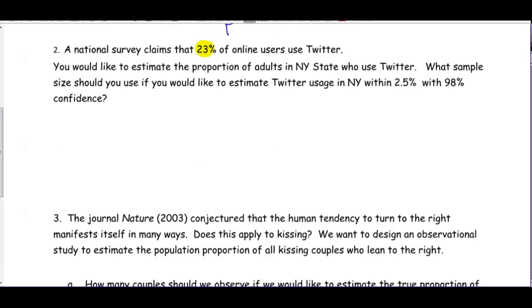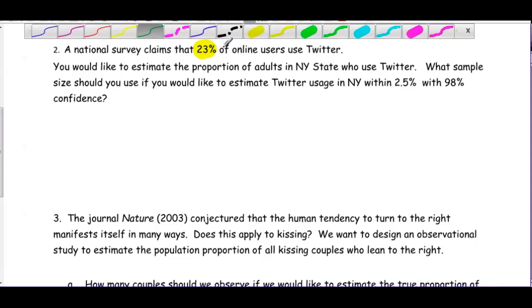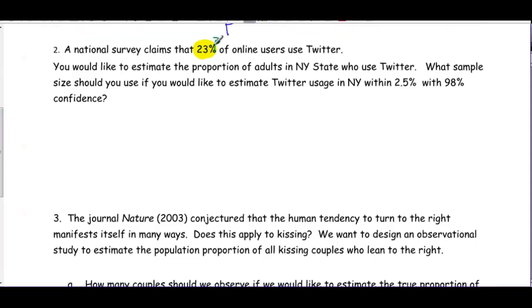So they did give us a value we could use as our p-hat. They also are saying what they want to be within, so this is going to be our margin of error. And they are giving us something that we're going to have to find the critical z for, but this is not one of those ones that is like a common one, so we're going to have to find that by hand. We're going to have to work backwards.